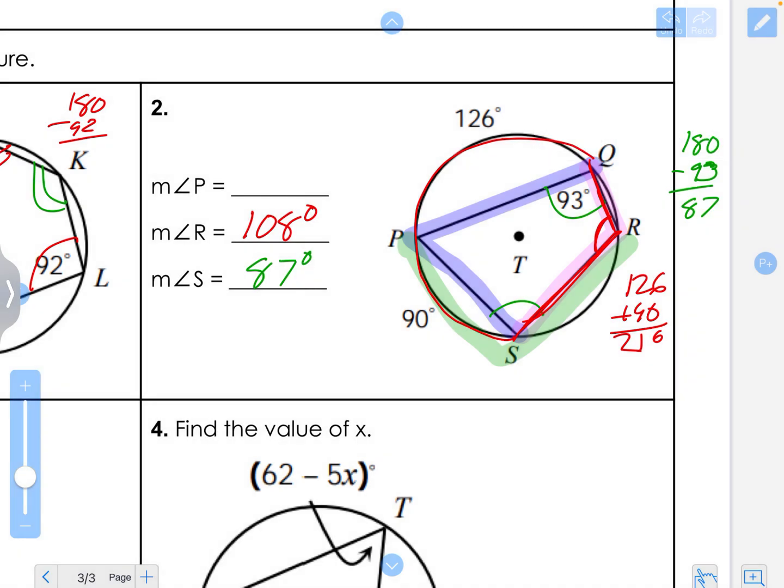And once I know angle R, it's easy to find angle P because angle R and P need to add up to be 180 degrees. So this should be 72 degrees once we do some math.